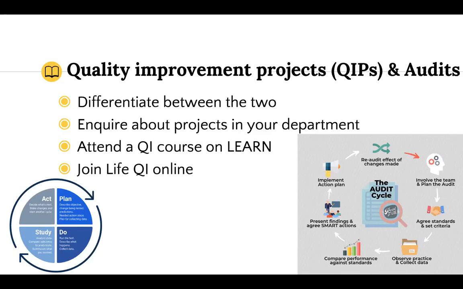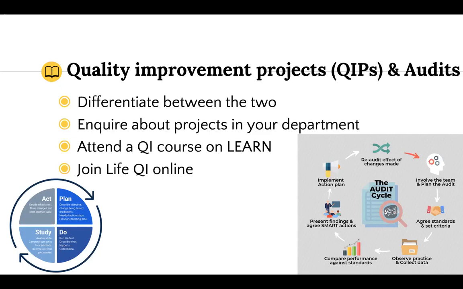A quality improvement project is basically just improving upon the area you've identified in your audit. You don't always need to have an audit before a quality improvement project, but doing an audit always helps you to identify service needs which are lacking, if that makes sense. And when you've all started in your departments, it's always important to ask your supervisors about ongoing audits and QIPs which are happening.